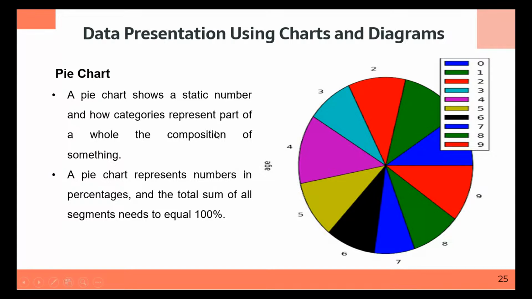Okay, let's understand this and how it is going to help us. A pie chart shows a static number and how categories represent a part of the whole, the composition of something. A pie chart represents a number as a percentage. Each pie is representing 1% of the data. And the total sum of all the segments needs to be equal to 100. Anyhow, 100. All right. Where do you use this kind of pie chart? Where do you see its applications?